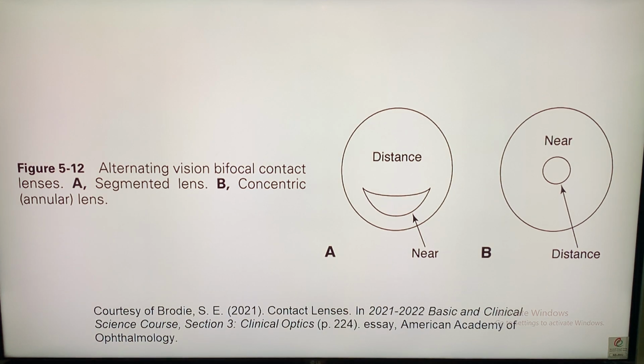In alternating vision contact lenses, the retina receives one focused image at a time, either from the distance or from the near. There are two main structural types. Number one is the segmental or segmented, and the second one is concentric with concentric rings. One portion is used for near and the other is used for distance.